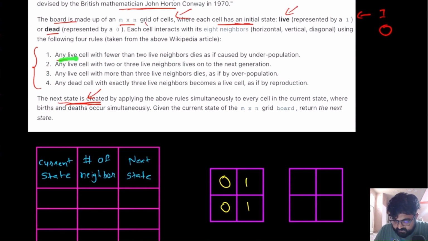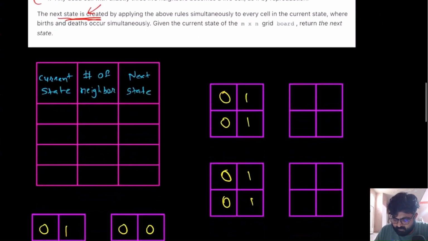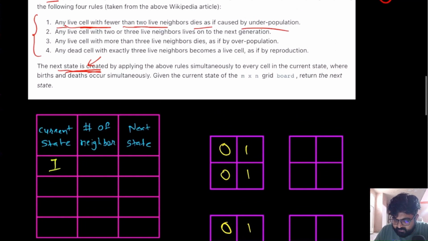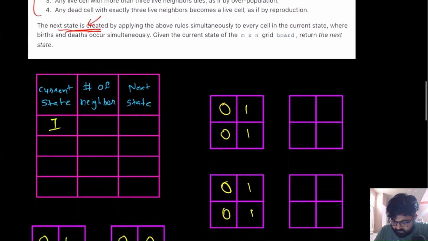Okay, the first rule is saying that any live cell with fewer than 2 live neighbors dies in the next state due to underpopulation. So if the current state is live, we just note this with value 1, and if the number of neighbors is less than 2, then the next state is going to be 0, the dead state.